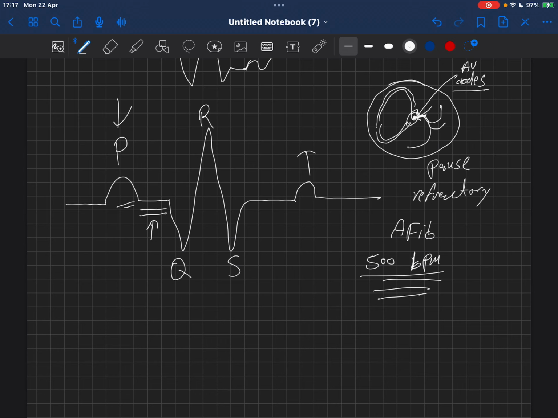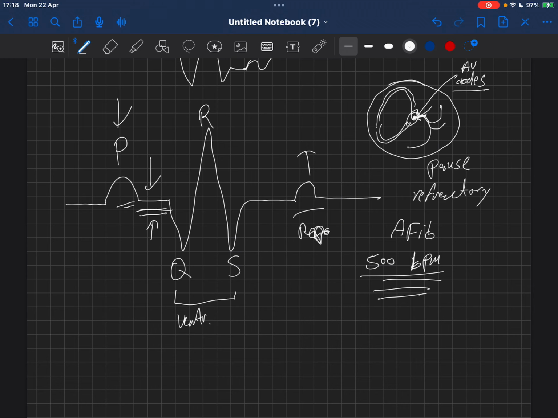Okay, so P is the contraction, the electrical signal, in the atria. The PR interval is the segment which halts in the AV node. QRS is the electrical signal in the ventricles. And the T is the repolarization of the electrical signal of the heart.